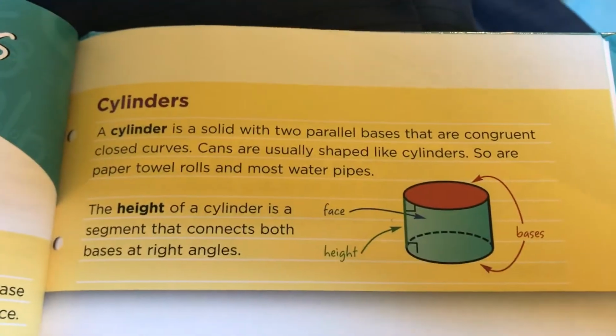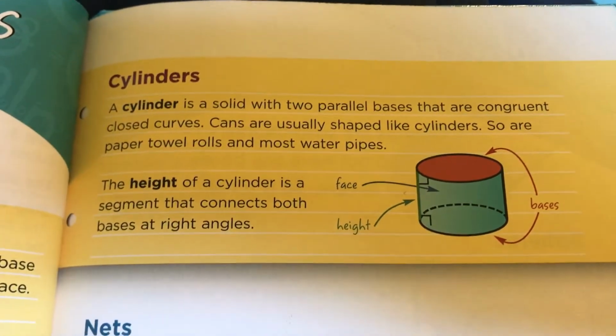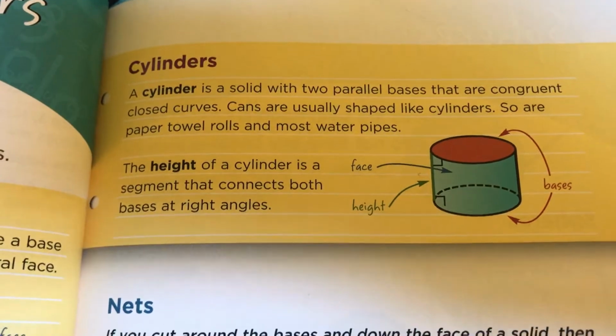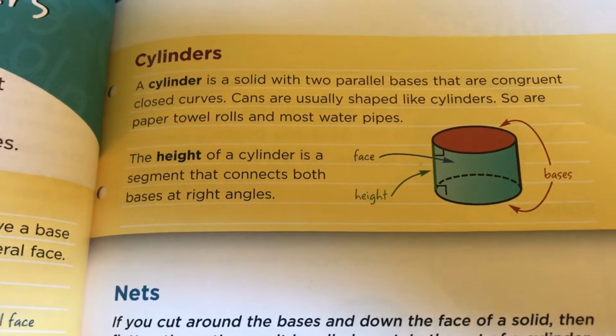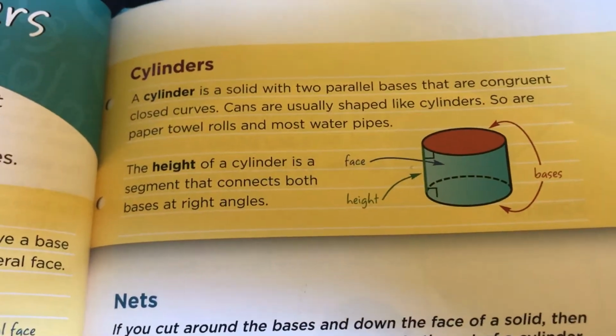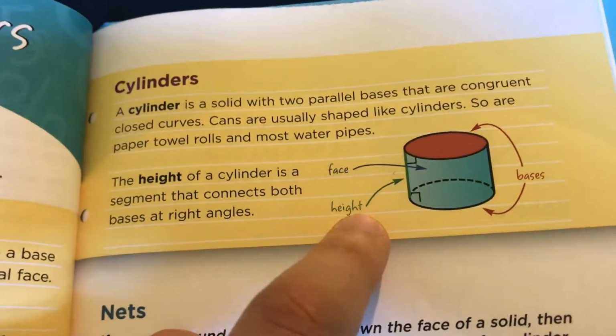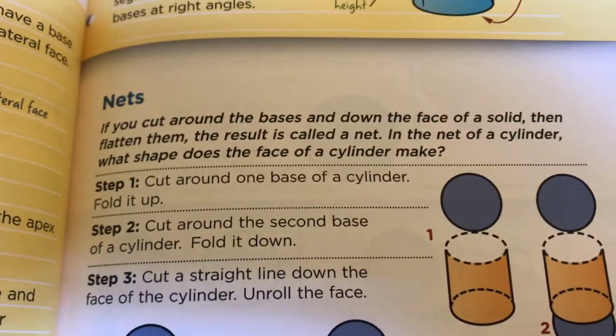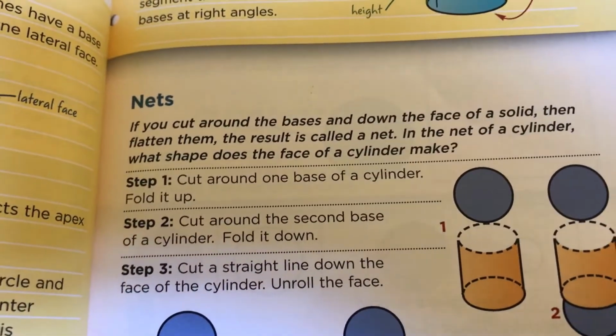Cylinders. A cylinder is a solid with two parallel bases that are congruent, closed curves. Cans are usually shaped like cylinders, so are paper towel rolls and most water pipes. The height of a cylinder is a segment that connects both bases at right angles. Height, face, bases. Nets. If you cut around the bases and down the face of a solid, then flatten them, the result is called a net.